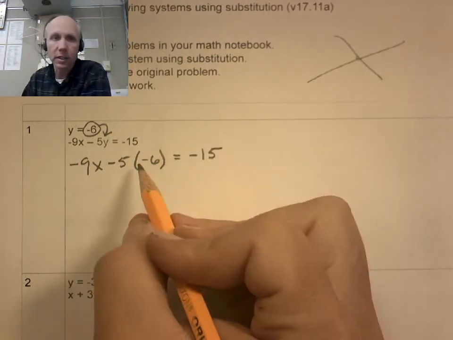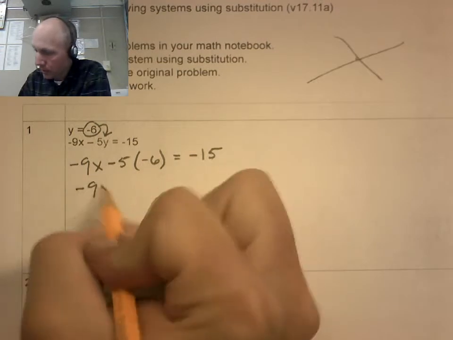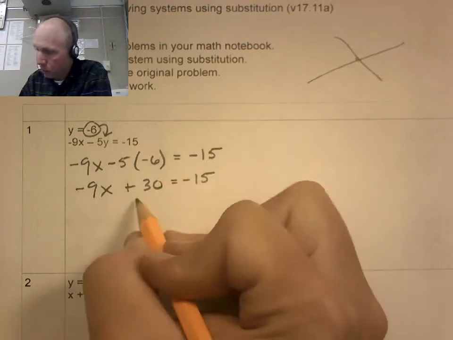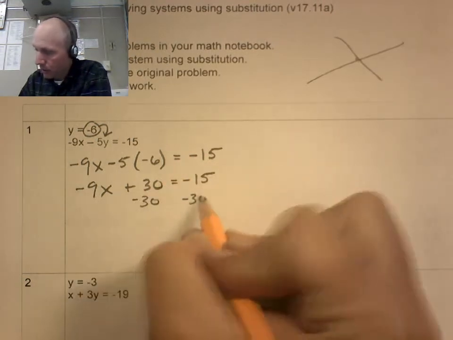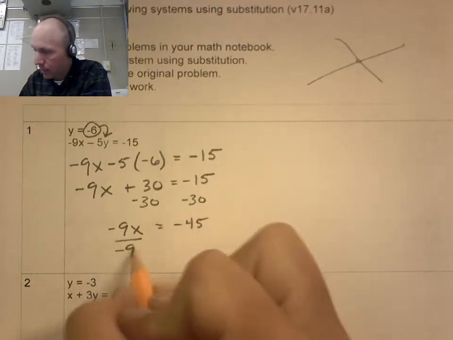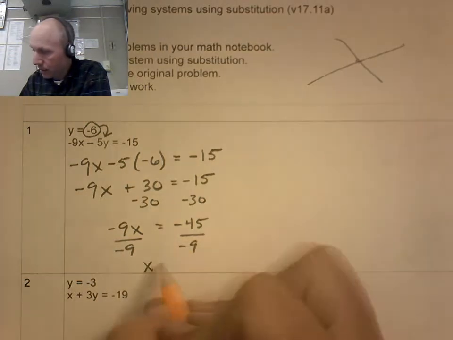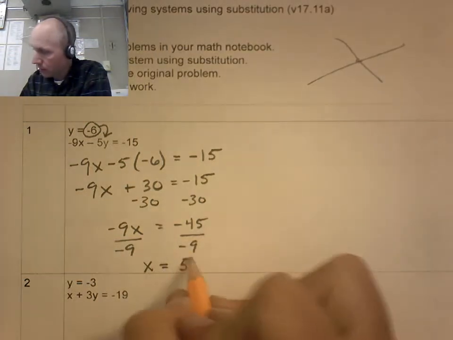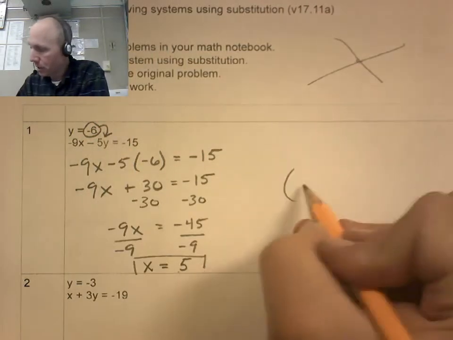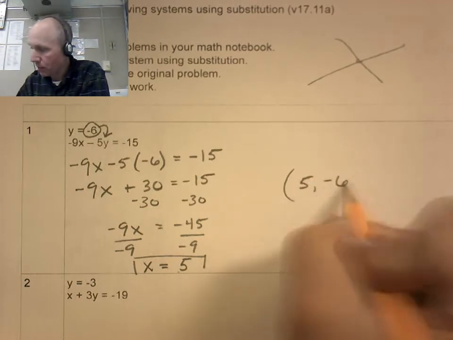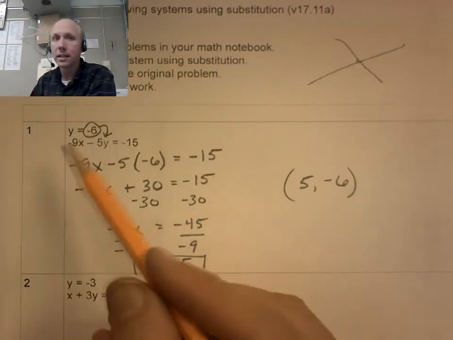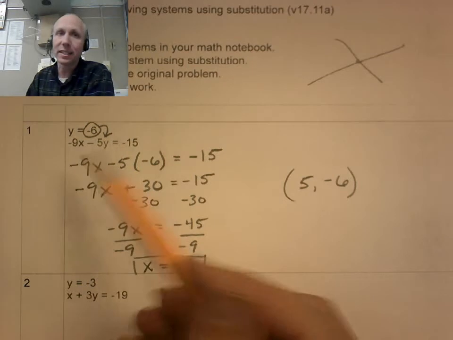Now I'm going to solve this single variable equation. So I have -9x plus 30 equals -15. I'm going to subtract 30 from both sides. So -9x equals -45, dividing by -9. So x equals 5. There. Now look, I have x and I have y. My solution is 5, -6. That's it. Now, this was the most basic type of substitution problem.